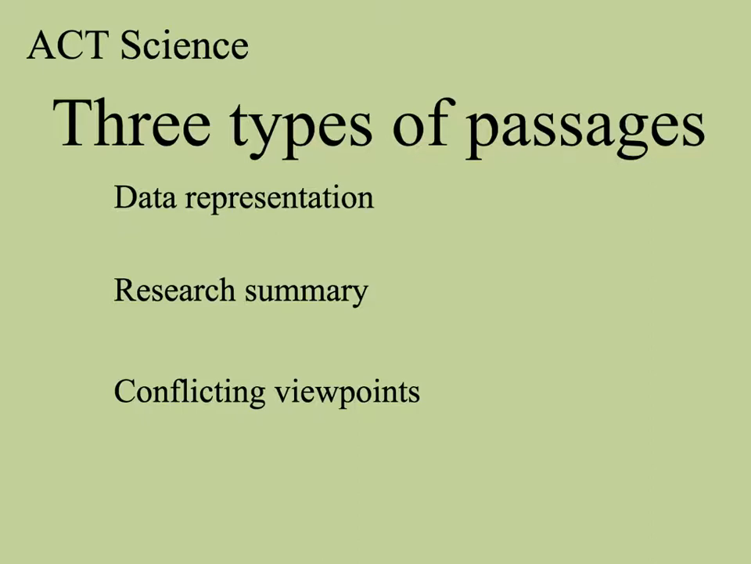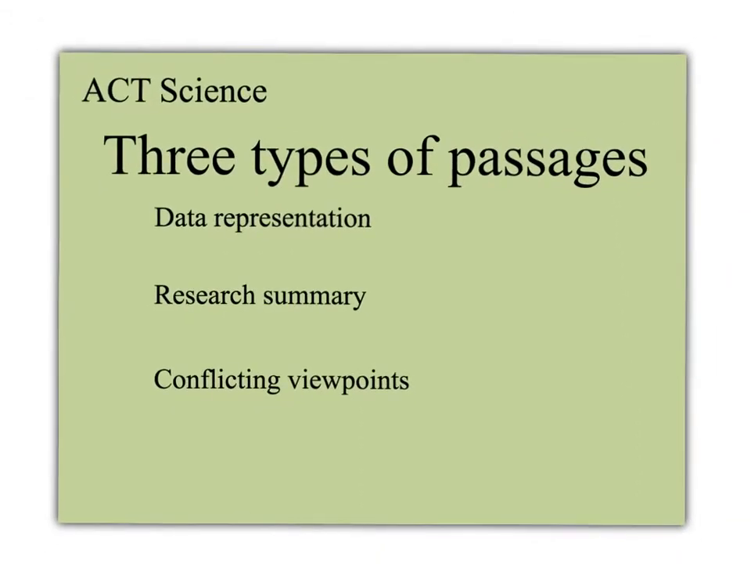Okay, so we mentioned this, and I talked about this a little bit in the first class. There are 3 types of questions on the ACT science test. The first one is what we did on day 1. We went over data representation. There are 3 sections of data representation on the test. Research summary we're going to do on day 2 of the class, and conflicting viewpoints we'll do on day 3. But these represent the 3 types of questions, and it helps you if you know the differences.